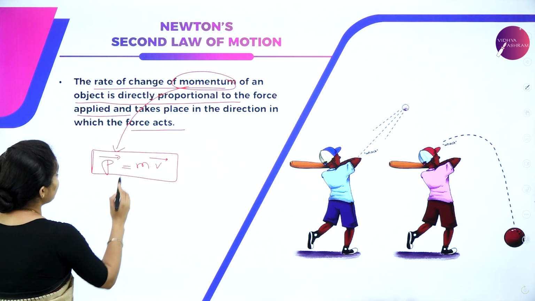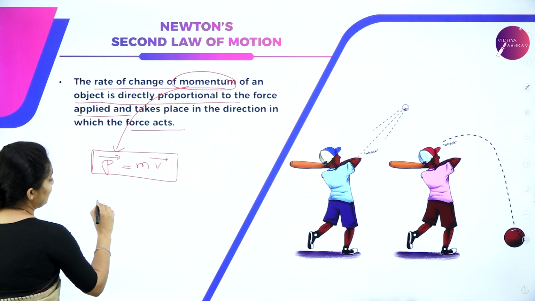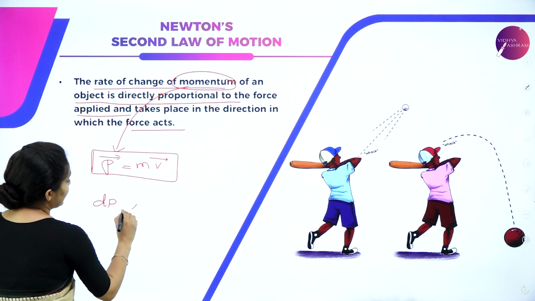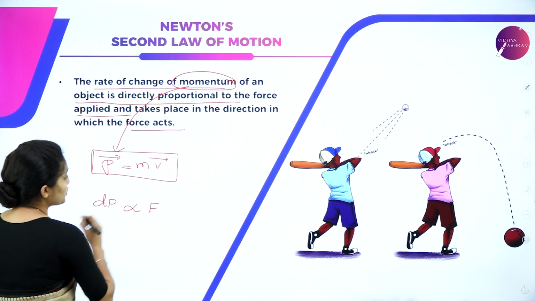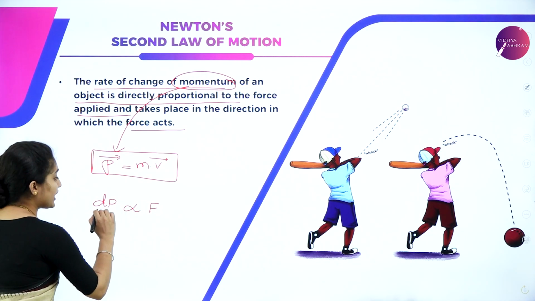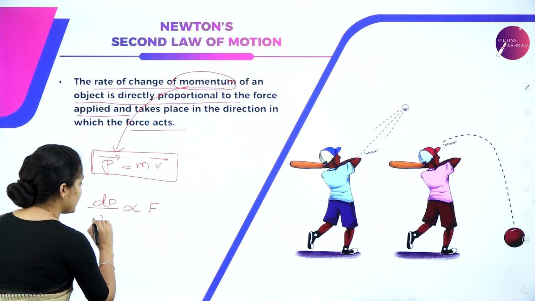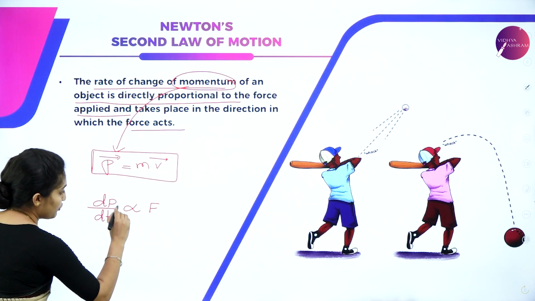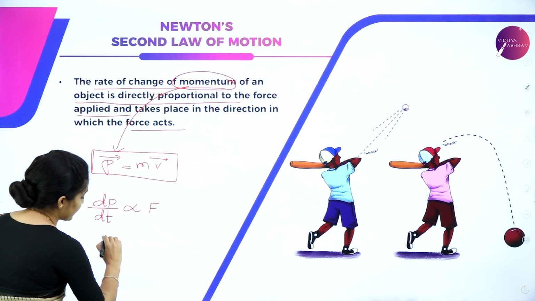So how is it given? The rate of change of momentum is directly proportional to the force which is applied. The rate of change of momentum is always with respect to time. Okay, so writing this, removing the proportionality constant, let us interchange.